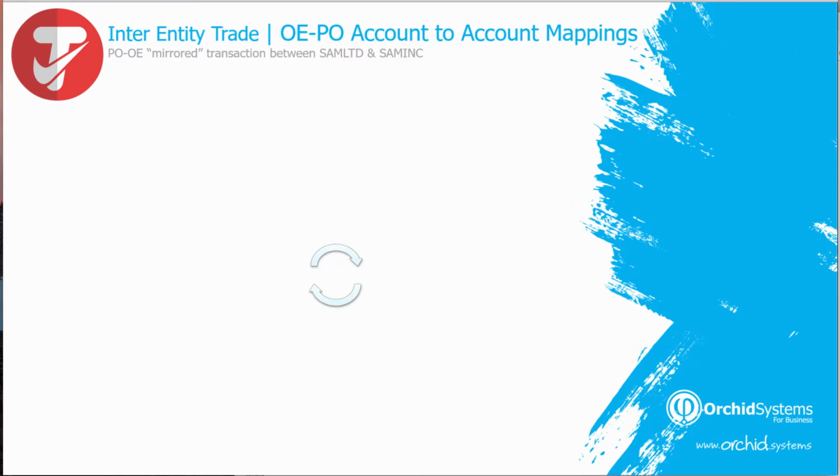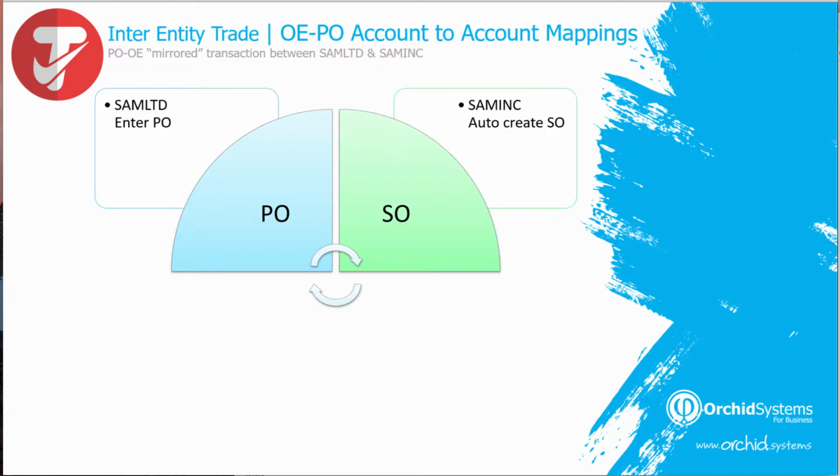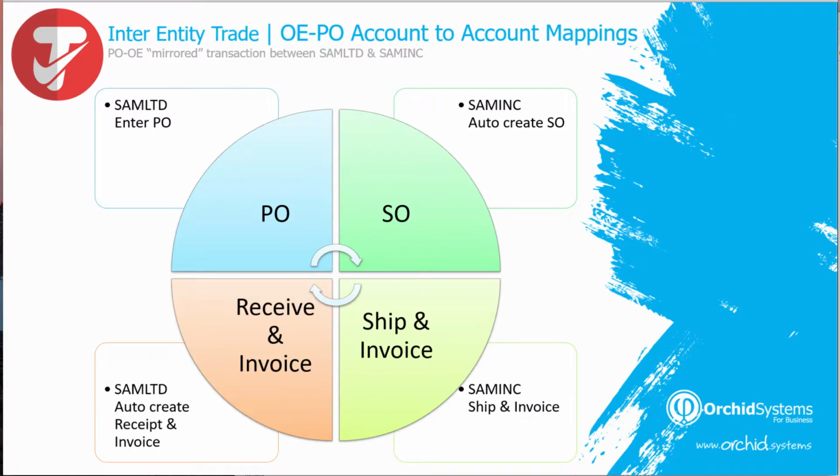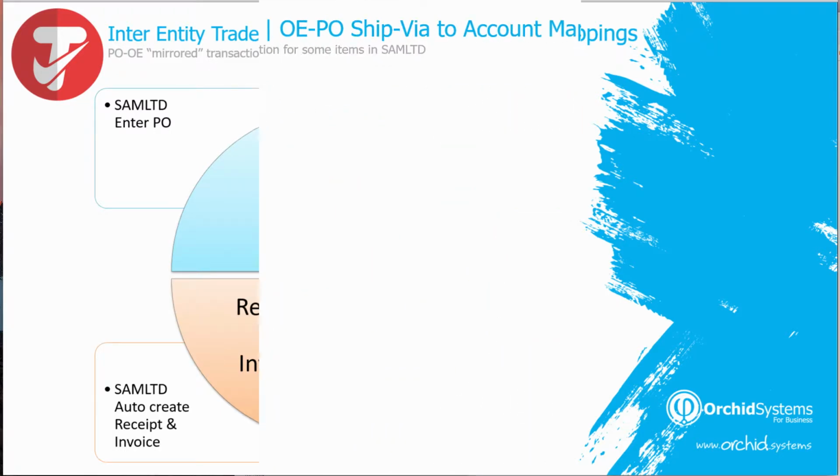So we've just seen OE to PO account-to-account mappings, the configuration and the transaction. We entered a PO in SAM Ltd. It created a sales order in SAM Inc. We shipped and invoiced the SAM Inc. sales order, which created the receipt and invoice in SAM Ltd.